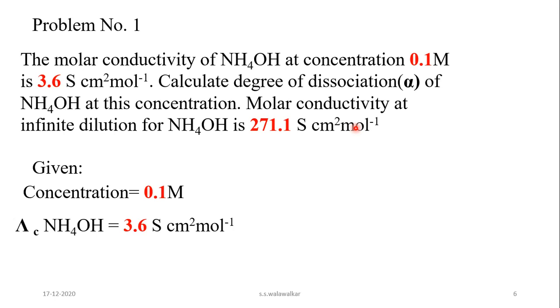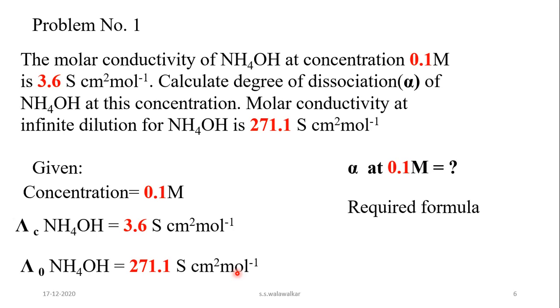Lambda C, that is molar conductivity at 0.1 molar, is also given, and that is equal to 3.6 Siemens centimeter square mole inverse. Lambda 0, the molar conductivity at infinite dilution of NH4OH, is also given, that is 271.1 Siemens centimeter square mole inverse. What is asked? You have to calculate alpha at 0.1 molar concentration.